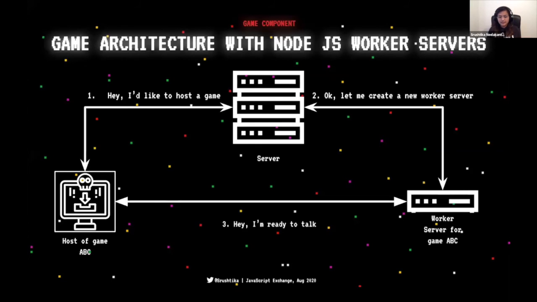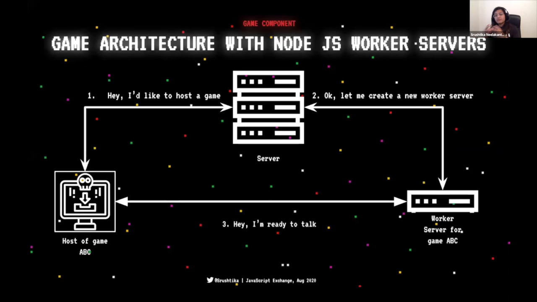So let's start playing. Now the host can basically detach from the main server because it no longer needs any connection to the main server and can completely play the game with the worker server playing the role of the central authority that maintains the game state.